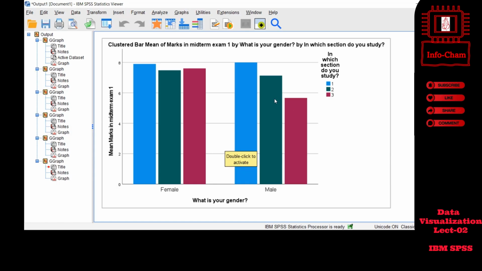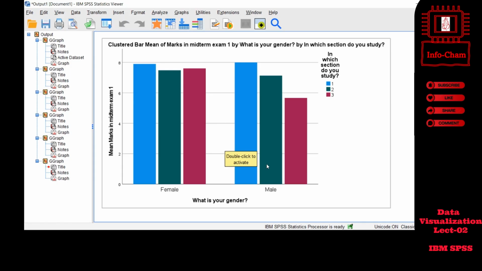They scored fewer marks. Similarly, if we talk about the females, females are almost equal. There is no downfall I can see. So I can see section 1 has very good female students who scored well in the first exam. Section 3 is the second topper. Section 2 is middle level.